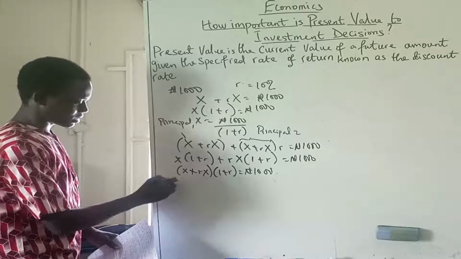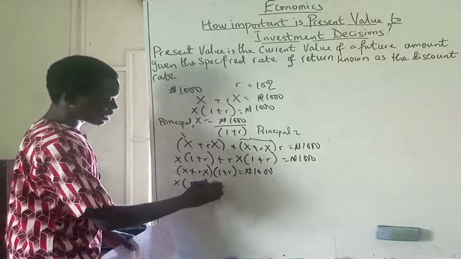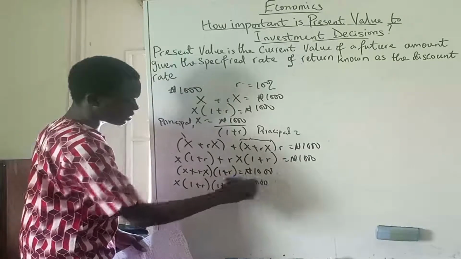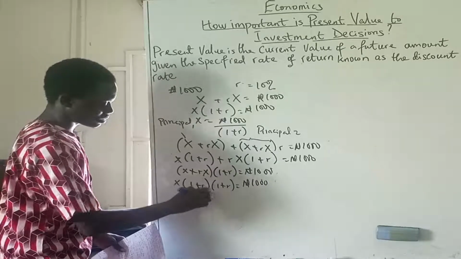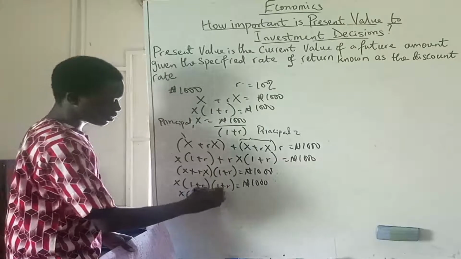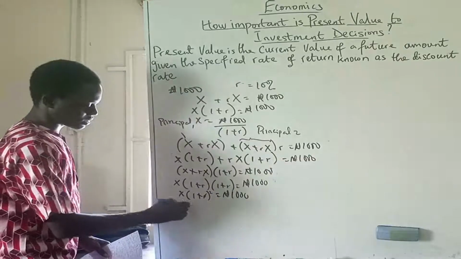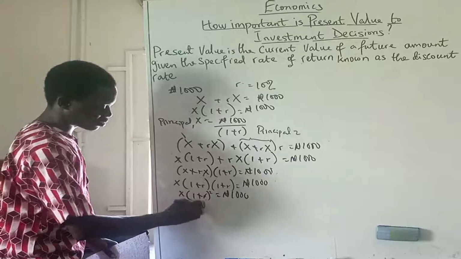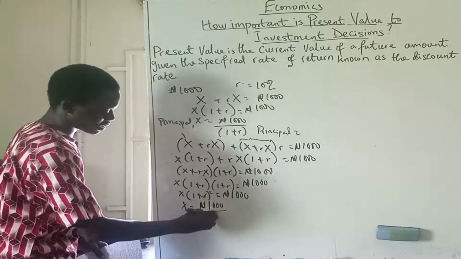So we bring out x again. So we have x from here. We have 1 plus r equals 1,000 naira. And then from here we have x into bracket 1 plus r squared equals 8,000 naira. So how do we get our x? x after 2 years is then equal to 1,000 naira divided by 1 plus r squared.